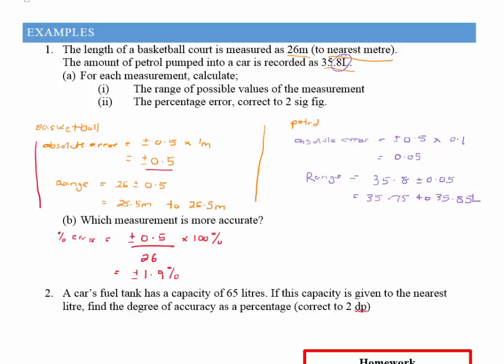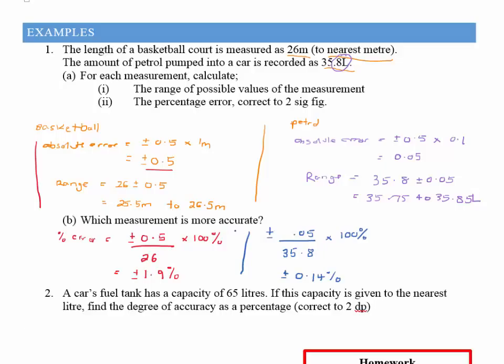Now if we do exactly the same for the petrol, we have a look at the absolute error. The absolute error is 0.05 over the measurement we had, which in this case was 35.8, and we're going to multiply that by 100%, and remember it's plus or minus. If we put that in our calculator, what we end up with is plus or minus 0.14%.